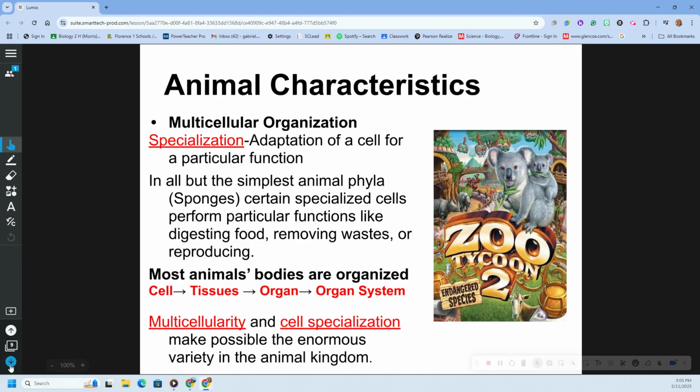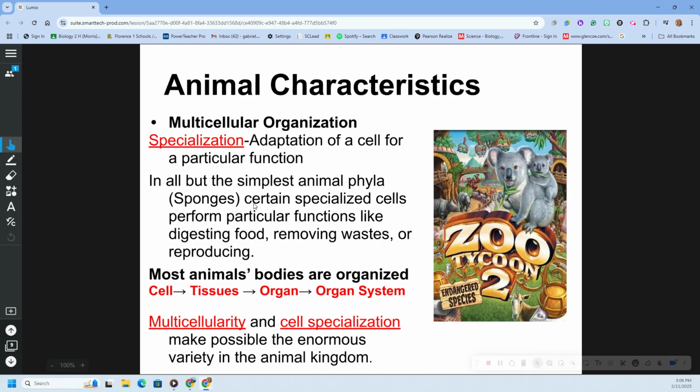So let's talk about an animal's multicellularity. Because an animal is multicellular, they have specialized cells. So whereas an amoeba, I mentioned before, that one cell has to do everything for the life functions of that amoeba. They have to catch the food, digest the food, get rid of the waste, reproduce. Animals are more efficient because they have specialized cells. Now, there's always going to be exceptions to this. Sponges are an exception. They do not have tissues.